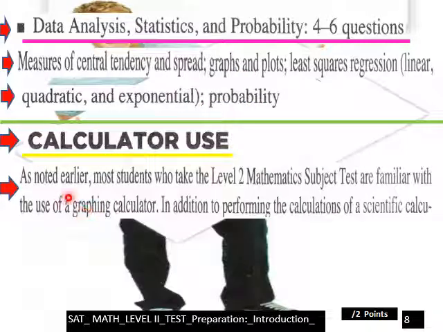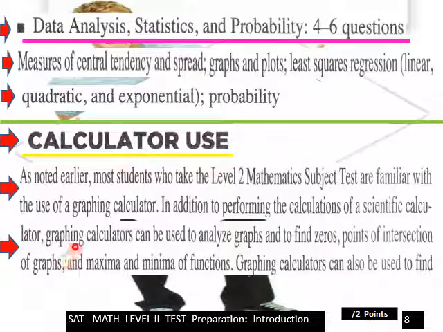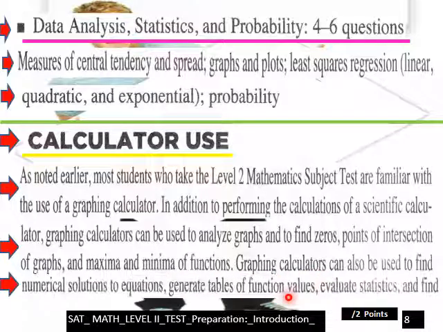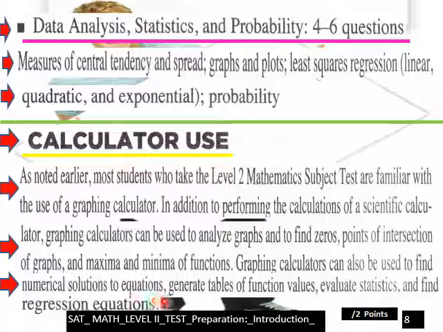Calculator use. As noted earlier, most students who take the Level 2 Math Subject Test are familiar with the use of a graphing calculator. In addition to performing the calculations of a scientific calculator, graphing calculators can be used to analyze graphs and to find zeros, points of intersection of graphs, maxes and mins of functions. Graphing calculators can also be used to find numerical solutions to equations, generate tables of function values, evaluate statistics, and find regression equations.